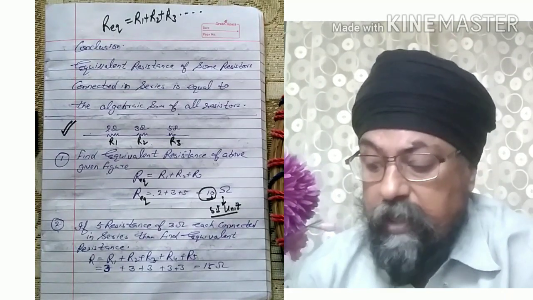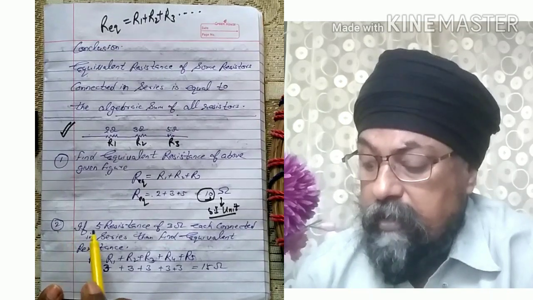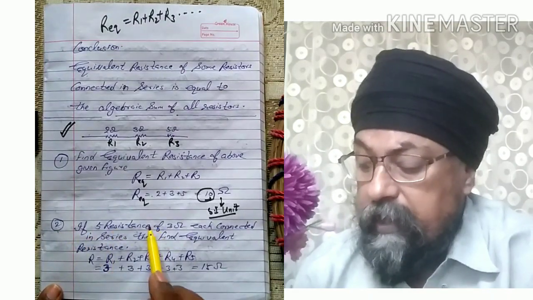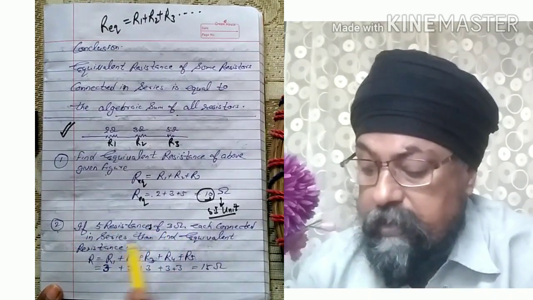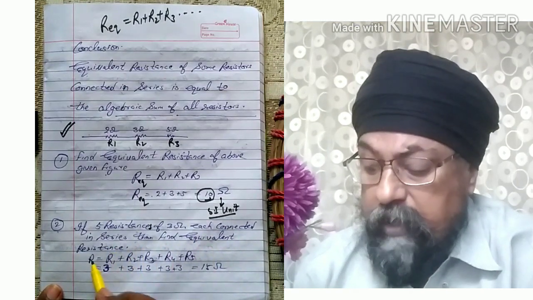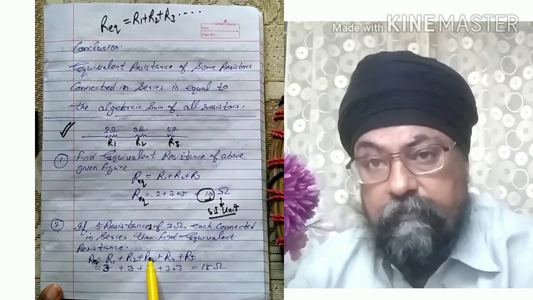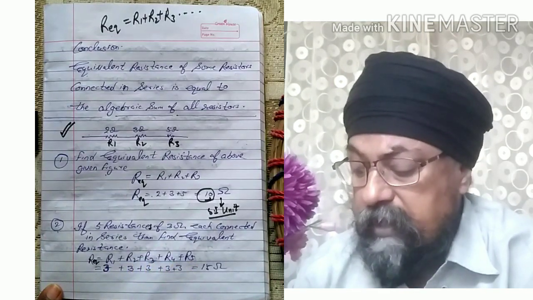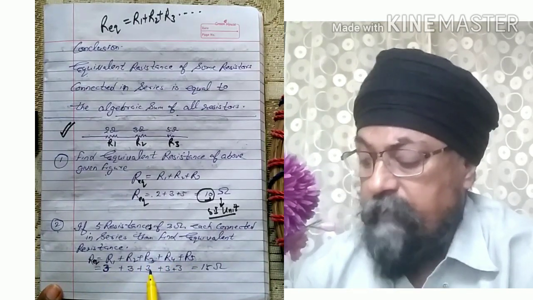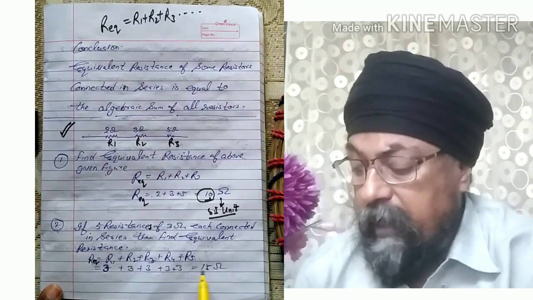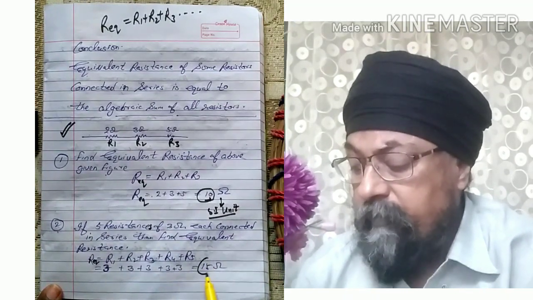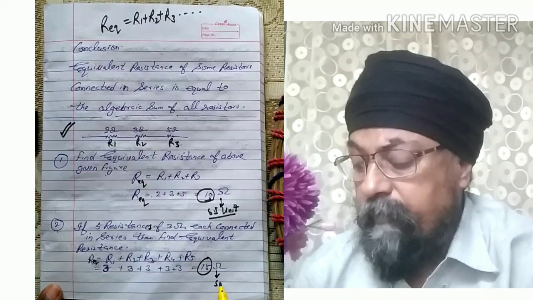Now, the second question. If 5 resistances of 3 ohm each are connected in series, find the equivalent resistance. Equivalent resistance equals R1 plus R2 plus R3 plus R4 plus R5. Each is 3 ohm, so 3 plus 3 plus 3 plus 3 plus 3 equals 15. And the SI unit is again ohm.